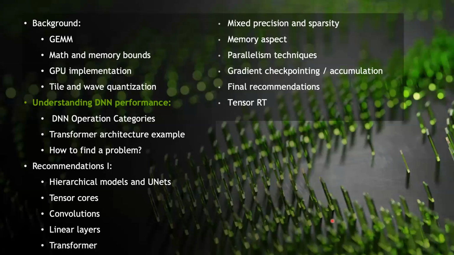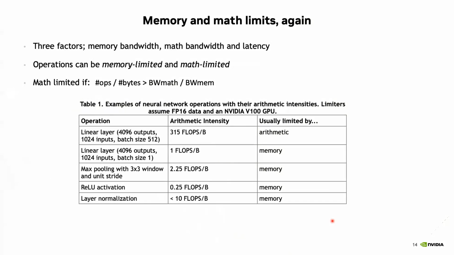Cool, the background is done. Next one is understanding performance of deep neural networks. So this slide is actually the same as what Jason was showing. To basically understand the performance, there are 3 factors.